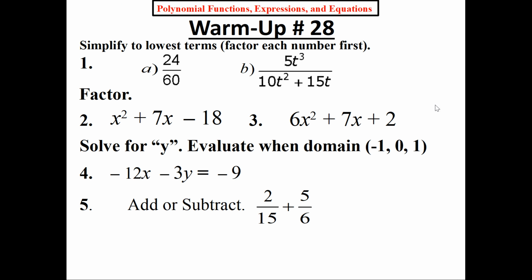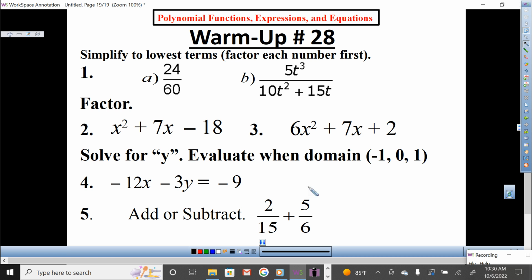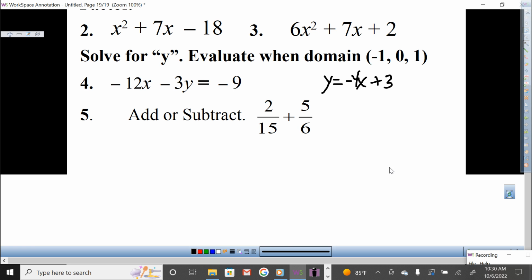Number 4. When you solve for y, you should have ended up with y equals negative 4x plus 3. Hands, have you got that? Okay. Domain means all x values. What are my x values? Negative 1, 0, 1. We need to find our range or the y. So let's see. Negative 1 times negative 4, that's 4 plus 3, 7. 0 times negative 4 is 0 plus 3, 3. 1 times negative 4 is negative 4 plus 3, that's negative 1.